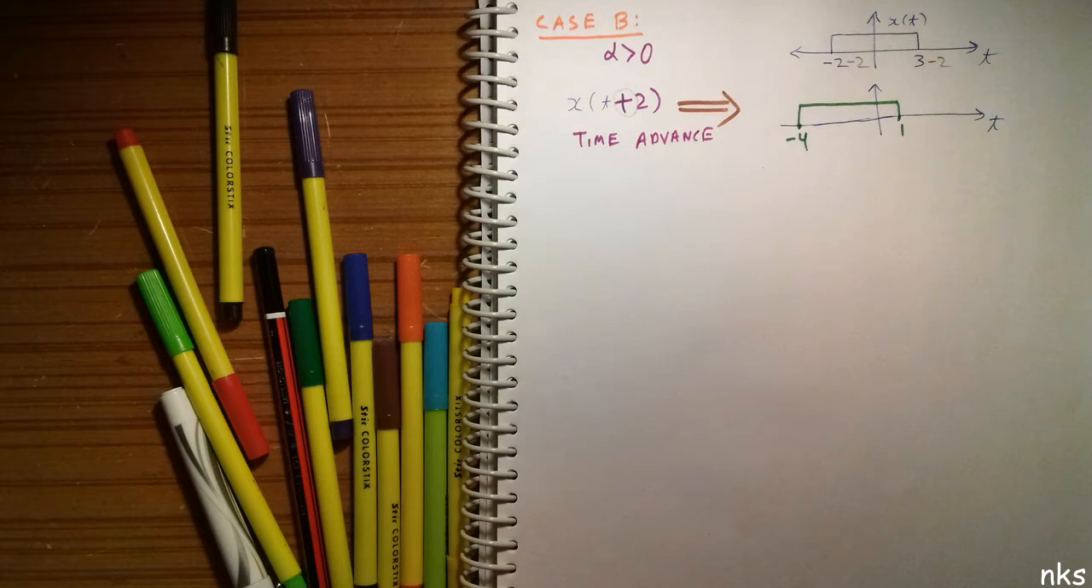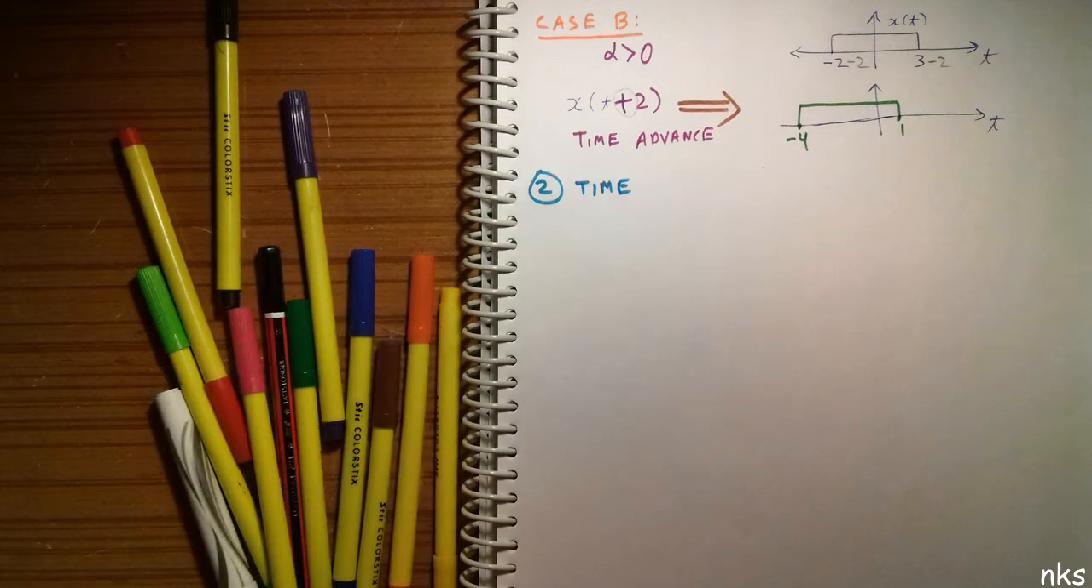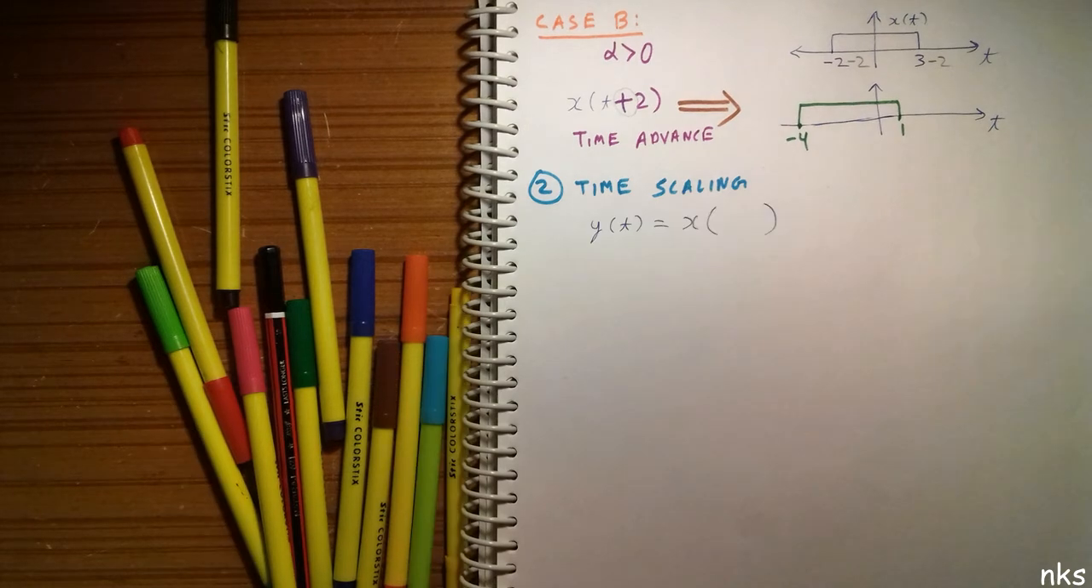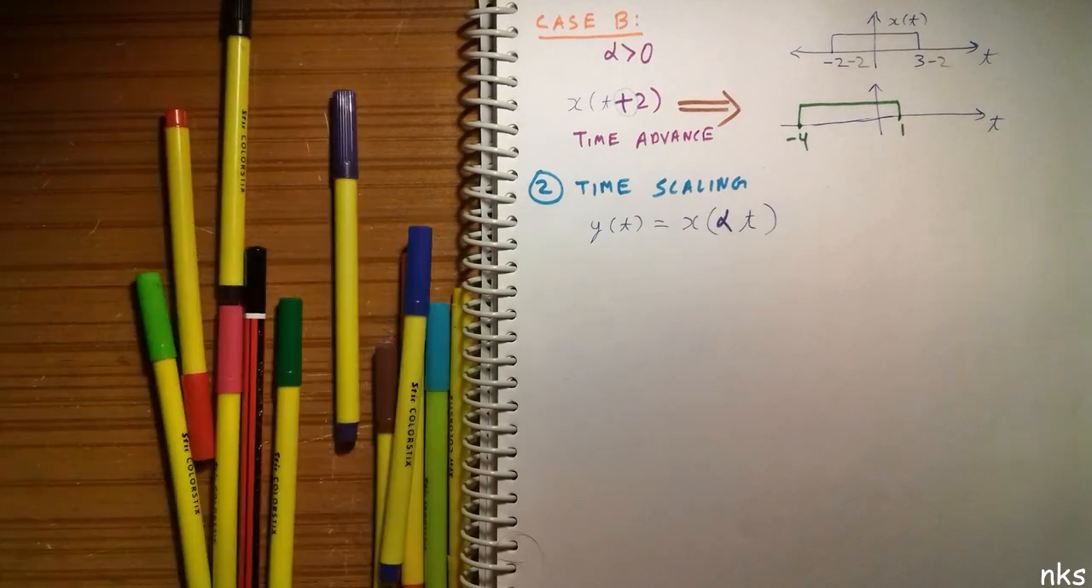So remember that in the time shifting operation, the width of the original signal and the width of the shifted signal are the same, as you can see from the figures clearly. Now we will discuss time scaling. Its notation is y of t is equal to x of alpha into t.